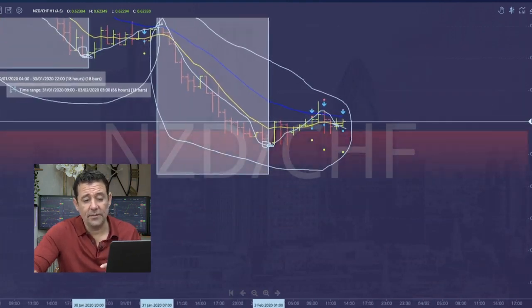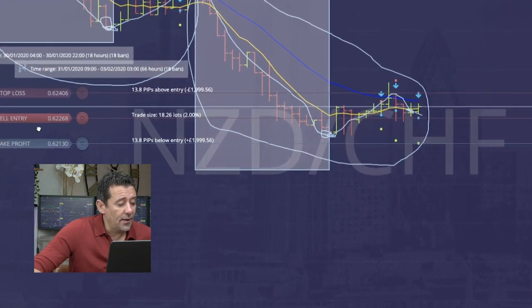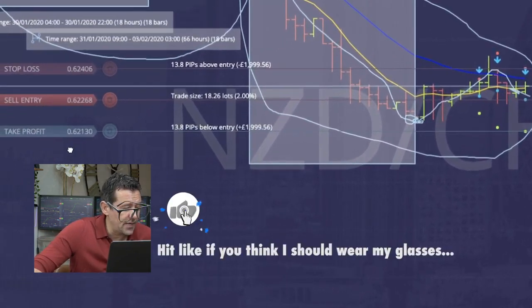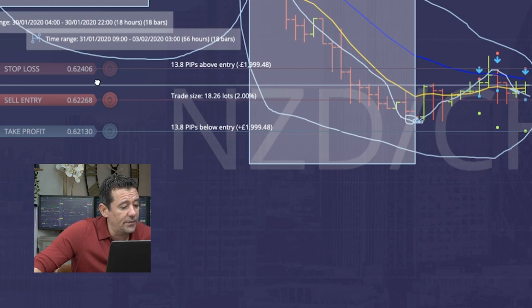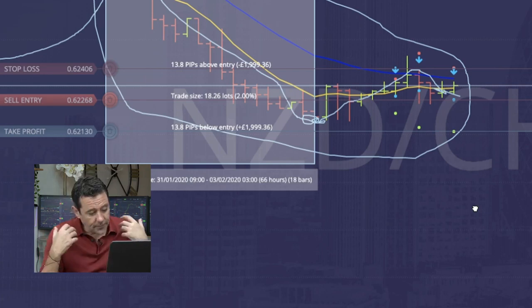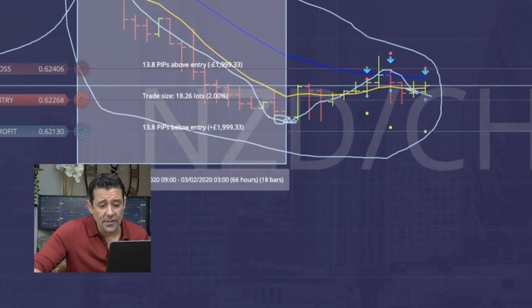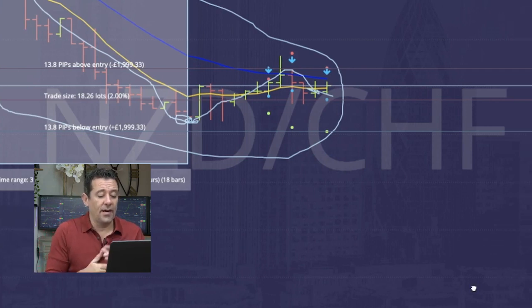If I hit the sell order setup button, which was glowing red, default risk is 2%. I've got a sell entry here at 162.68 with a take profit at 162.13. It's a 13 pip movement. We've got a stop loss here at 162.40. Nice looking trade, right? We've got very consistent cyclicity. We've got some predictability. You'll notice there's no news ahead, which means there's nothing to really scupper the trade, as we can see.